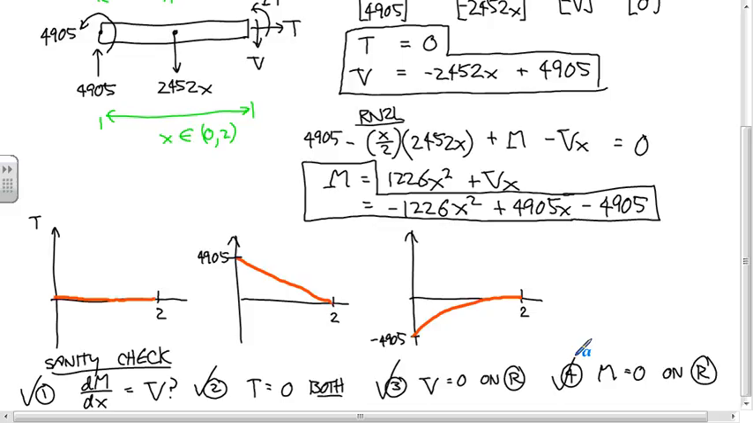What does that mean on the right side? Any questions about that?